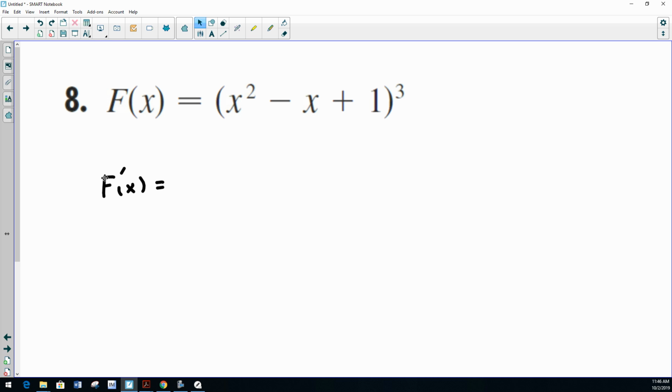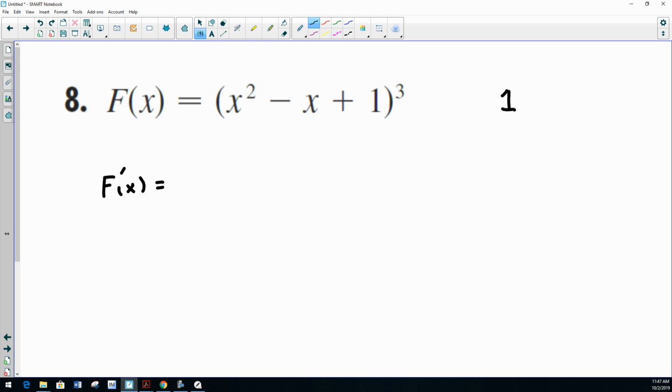This one's controlled by the power 3. So the 3 would have to come down. Times the derivative of the inside.